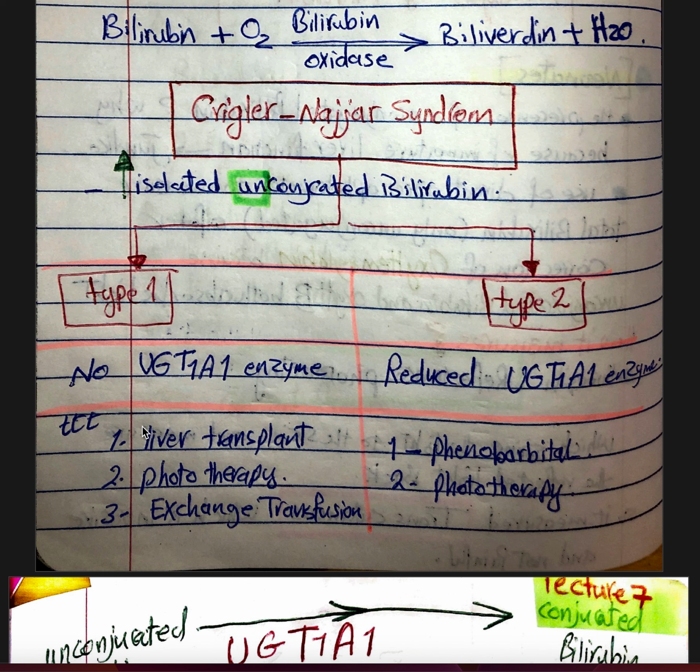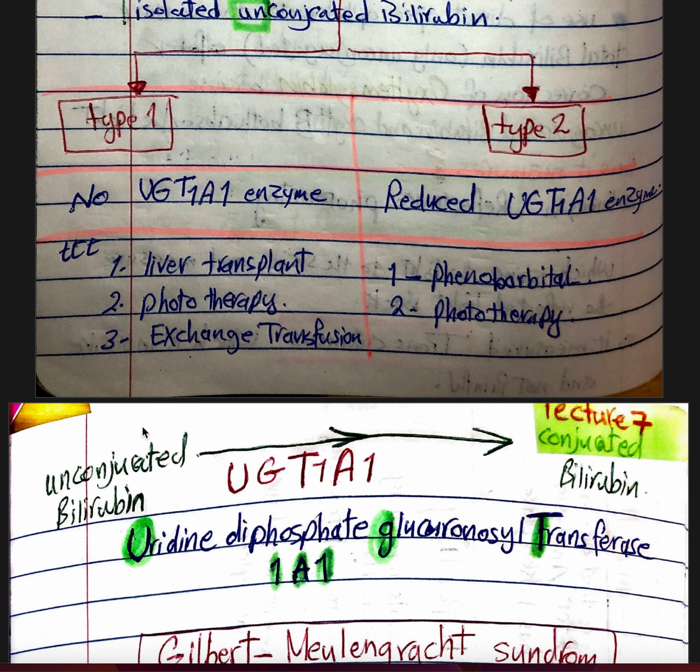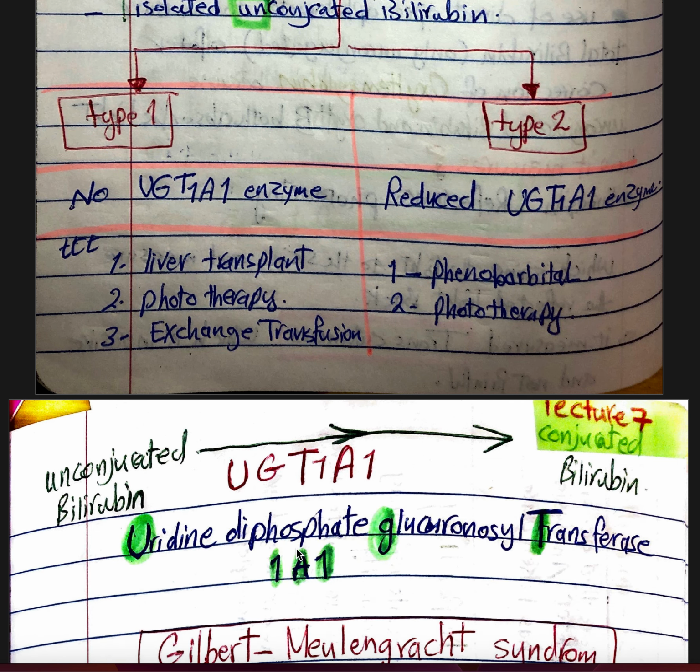There are some reasons for that, but I'm just focusing on Crigler-Najjar syndrome. I'm mentioning this information because not all jaundice is normal, so we have to do tests. Crigler-Najjar syndrome is due to isolated unconjugated bilirubin. And actually we have two types. In the first one, there is no enzyme at all, which is known as uridine diphosphate glucuronosyl transferase enzyme.